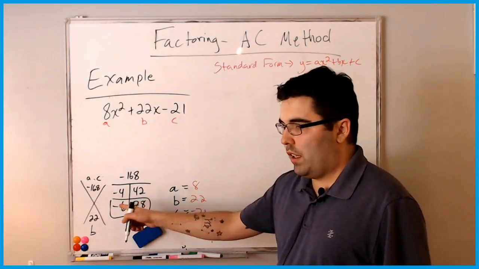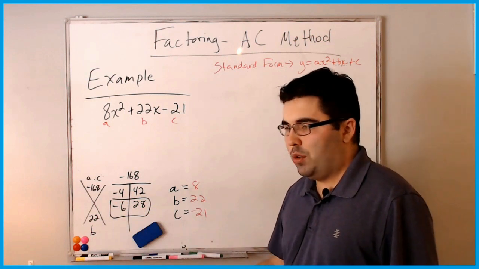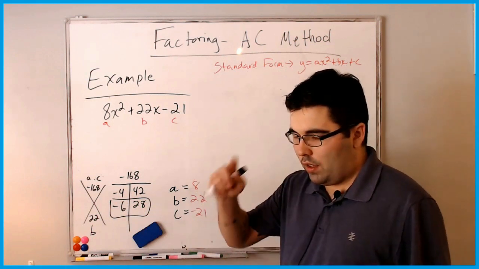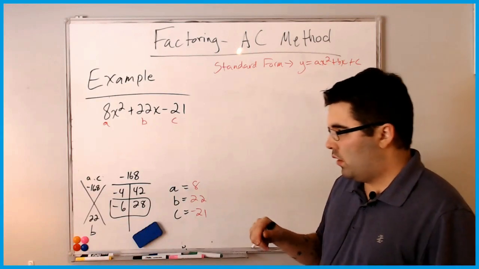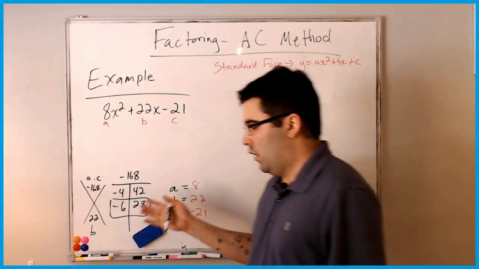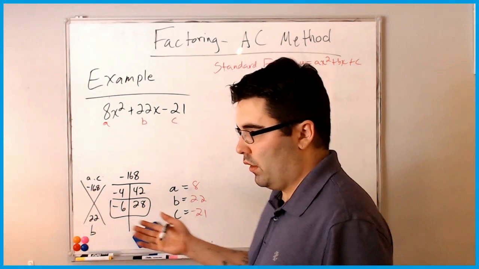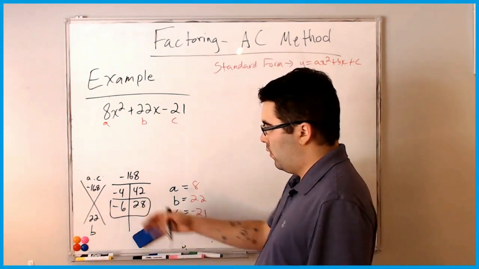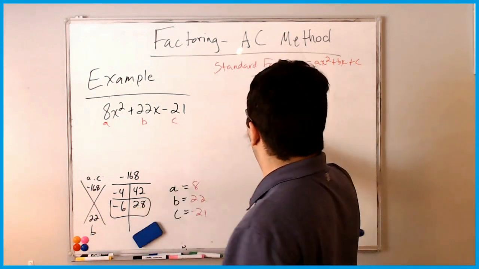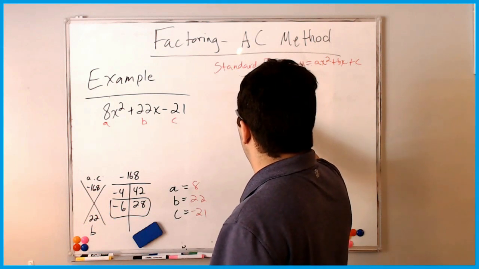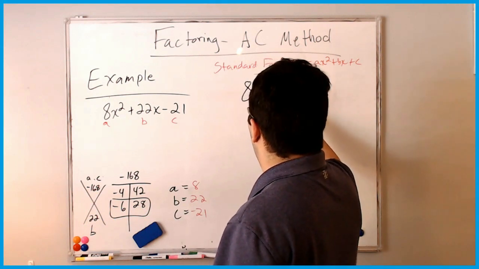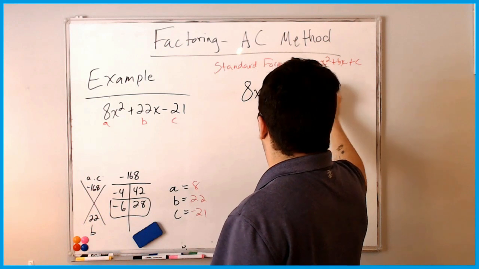Now, yeah, I jumped ahead to negative 4, but again, you can do that. You can try smaller numbers, meaning numbers less than 10, but you don't necessarily have to start at 1 or 2 if you don't think they're going to work. So negative 6 and 28 are our numbers, and I'm going to put it over here just for consistency like I did on the last problem. So 8x squared plus 22x minus 21.